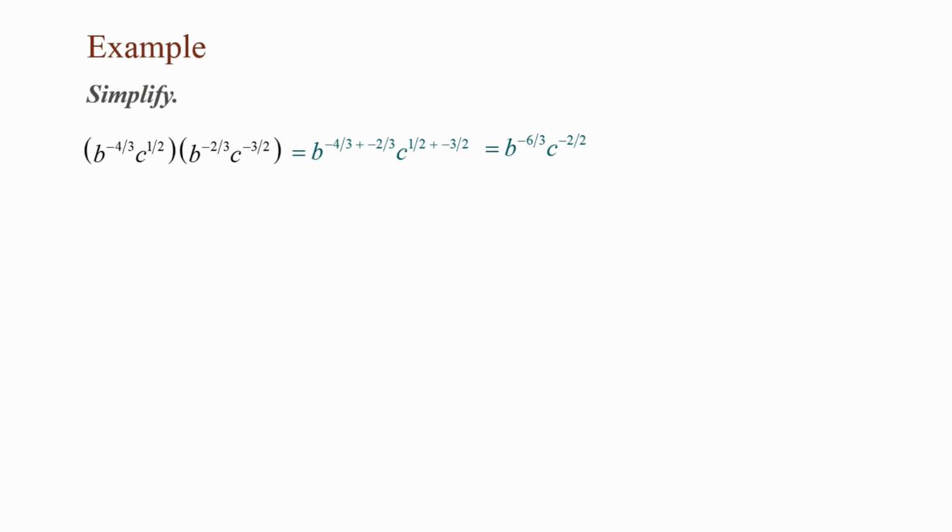1/2 plus a negative 3 over 2 gives us a negative 2 over 2, so I have c to the negative 2 over 2 power. Those powers reduce to b to the negative 2, c to the negative 1. I need to have positive exponents. 1 over b squared c is my final answer.